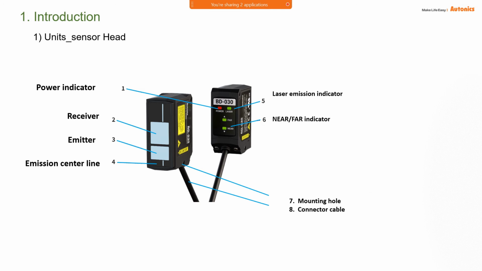This is the explanation about the sensor head of the BD sensor. Number one is the power indicator, number two is the receiver part, number three is the emitter part, number four is the emission line, and number five is the laser emission indicator. Then the near or far indicator. Number seven is the mounting hole, and number eight is the connector cable.